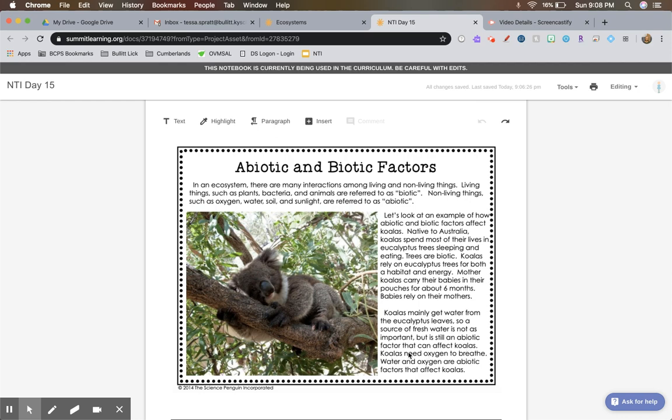Koalas need oxygen to breathe. Water and oxygen are abiotic factors that affect koalas.